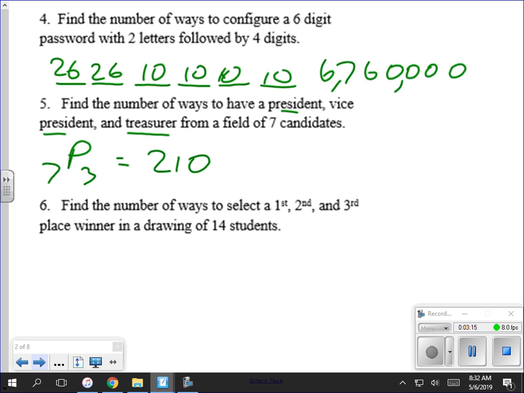Number 6, find the number of ways to select first, second, and third place winners from a drawing of 14 students. The implication is that first, second, and third have different values. So this one, once again, would be a permutation. So it'd be 14P3, which would be 2,184 different ways. First, second, third, yeah.